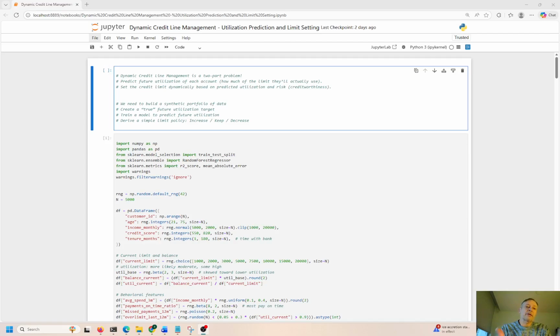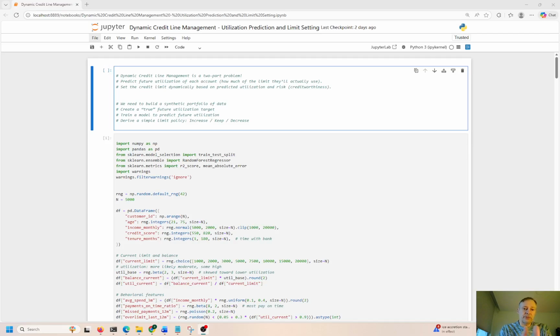Okay, so we're going to look at dynamic credit management, try to predict future utilization for each account. So account by account, it's not across the board, it's by individual, and we're going to build synthetic portfolios of data by creating a true future utilization target for each customer. Remember, this is customer by customer basis.